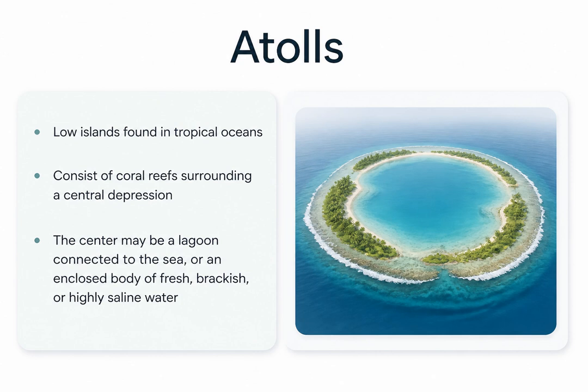An atoll is essentially a ring of coral reefs that surrounds a central depression. This central area is usually a lagoon. Depending on the specific geography of the atoll, this lagoon might be open to the surrounding sea, or it might be completely enclosed, containing fresh, brackish, or highly saline water.